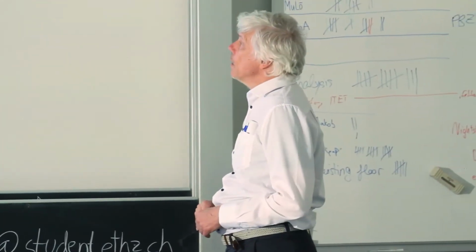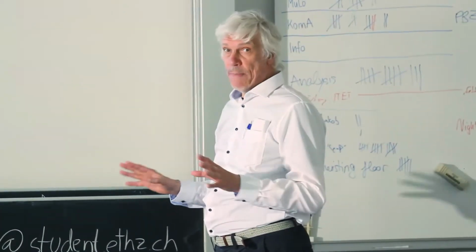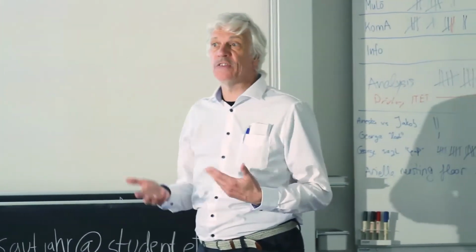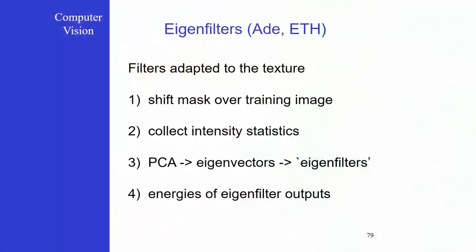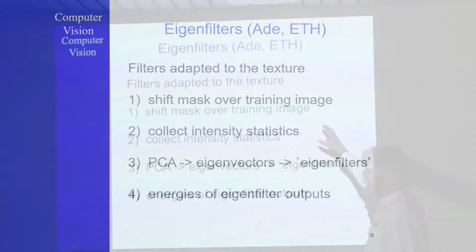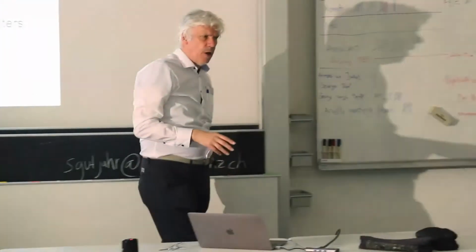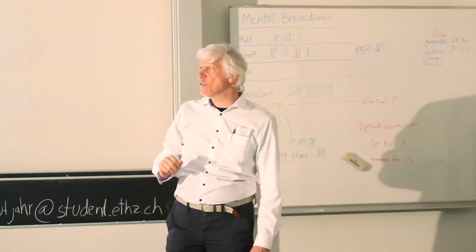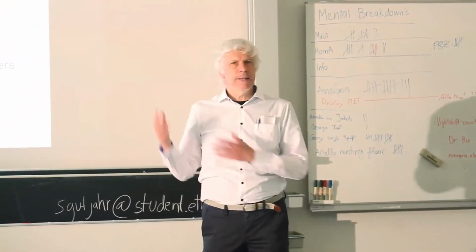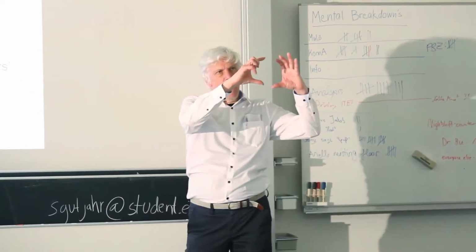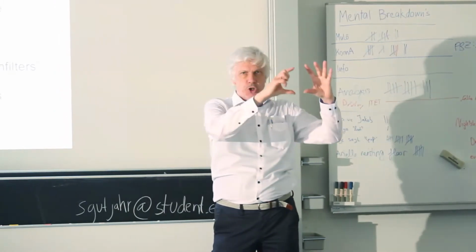Okay, so filters adapted to the texture, that's the main difference here. So that also means we will have to extract some information about the texture before we can actually derive our filters. So here's the idea. We have a mask and we shift it over several training images. And typically the training images will have good quality texture. So if you are, for instance, involved in some textile inspection, these images will have good textile in them. And we shift a mask across the entire image.